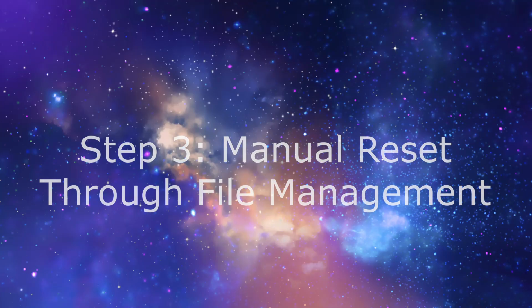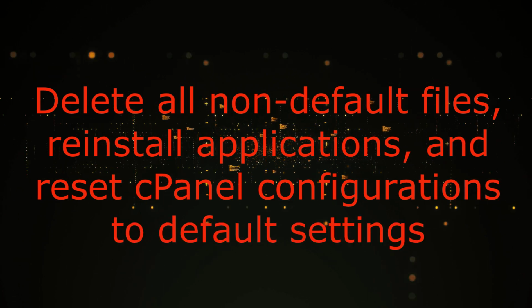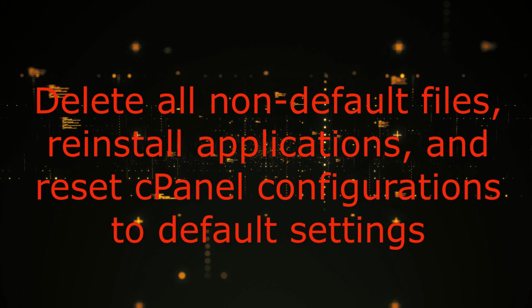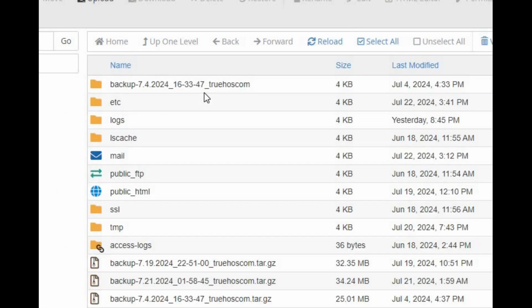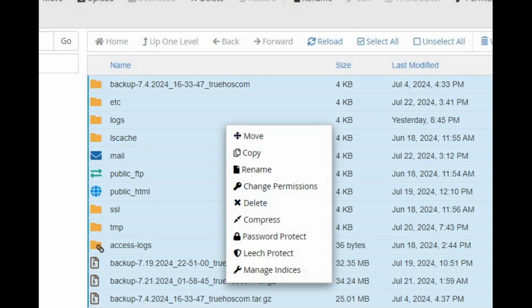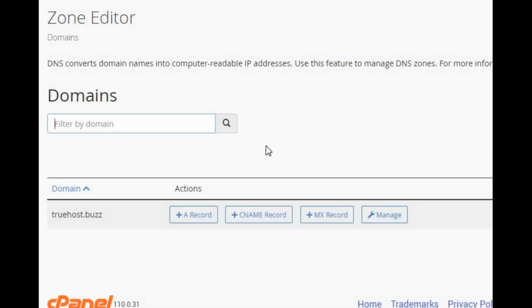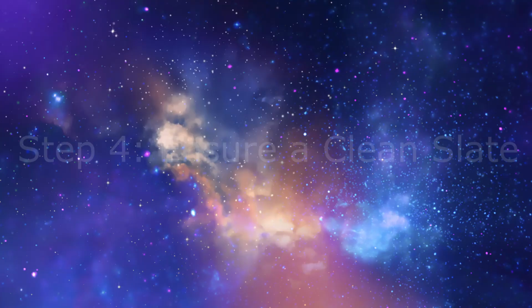Step 3. Manual reset through file management. In some cases, a more thorough reset is required to achieve a completely clean cPanel environment. This involves deleting all non-default files, reinstalling applications, and resetting cPanel configurations to default settings. Use the file manager or an FTP client to delete unnecessary files, reinstall applications like WordPress, and reset email accounts and DNS settings.